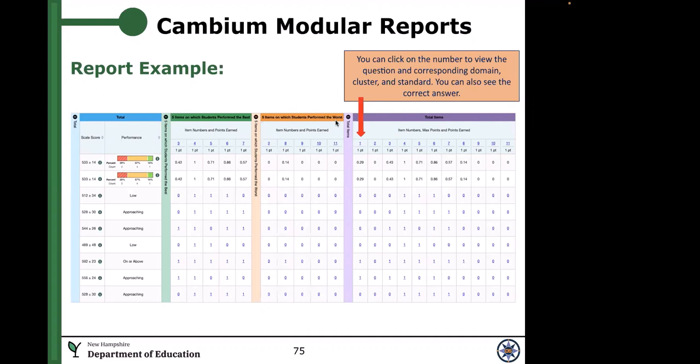As you're looking at the questions, anything here that you see with an underline that's hyperlinked, you can click on that number. You can view the question. You can view the corresponding domain, cluster, and standard that's attached to it. And you can also see the correct answer. If you click on any of the numbers down here for specific students, it will show you what that student answered, and then you can click on the tab that shows you what the answer is as well. So there's a lot of things that you can view within the reports on the portal here.